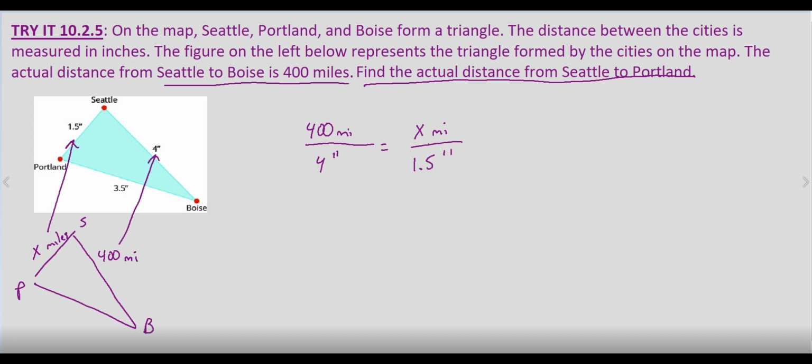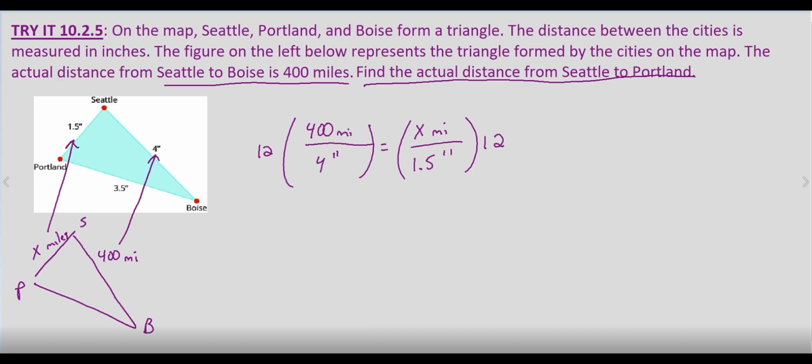So now we're looking at what is the least common denominator of 4 and 1.5. Well, 1.5 times 2 is 3, and then 4.5, and then 6, and then 7.5, and then 9. Eventually we get to 12. So the least common denominator of both of these is going to be 12. So we multiply both sides by 12.